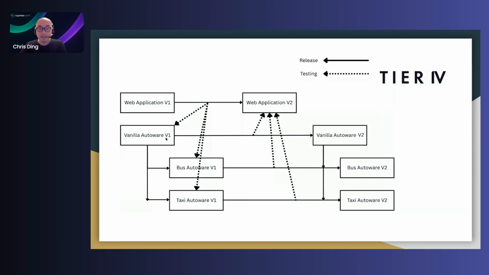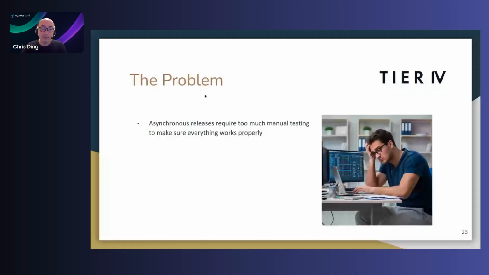And when there is a new version of Autoware coming out, for example, vanilla Autoware v2 comes out, you have to make sure that it works with the web application v2. If bus Autoware v2 comes out, you have to make sure it works with the web application v2, and same with taxi Autoware v2. So there are a lot of points of testing, and the problem is that these asynchronous releases require too much manual testing to make sure everything works properly. And so we need to automate it.